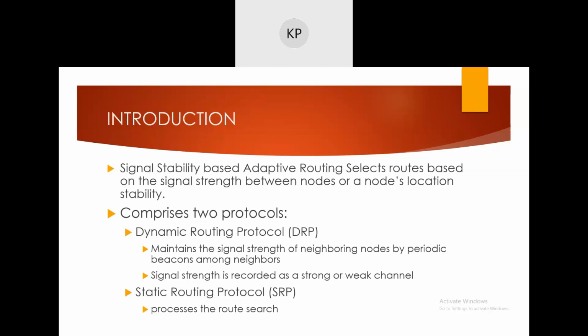In the dynamic routing protocol, it maintains the signal strength of neighboring nodes by periodic beacons among neighbors. It means through some transmitters, it will transmit the signals one to another, and signal strength is recorded as a strong or weak channel. In the static routing protocol, it processes the route.